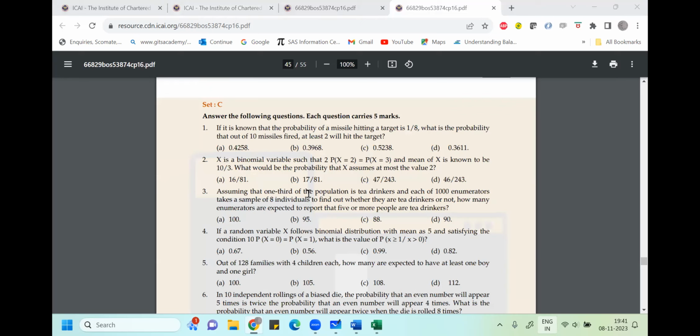So we did first question, we did second one. Third one is what? 1/3 of population is tea drinker. So take P 1 by 3, Q will be 2 by 3. And each of 1,000 enumerator take a sample of 8 individual. So take N as 8. How many enumerator expected report 5 or more are tea drinker?